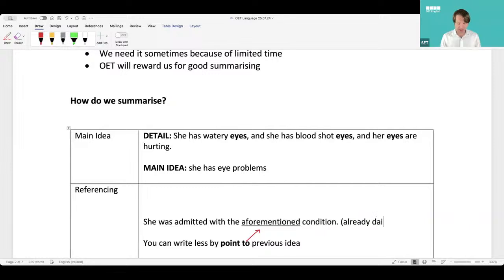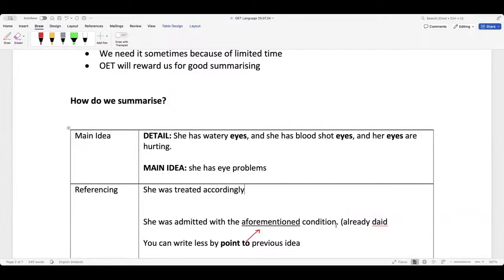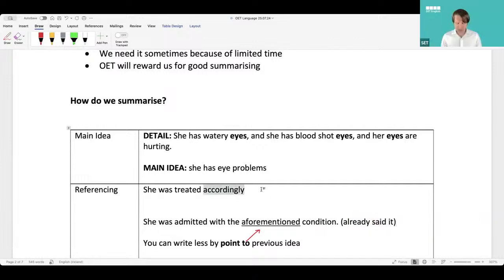You already said the condition. What about, have you guys ever heard the term accordingly? Yes. So, Pew, give me an example of accordingly. She was treated accordingly. Okay, what does that mean? Like appropriately and as she needed. So this means in the usual way. So that's a kind of referencing, I suppose. Okay. Any other ways to summarize?